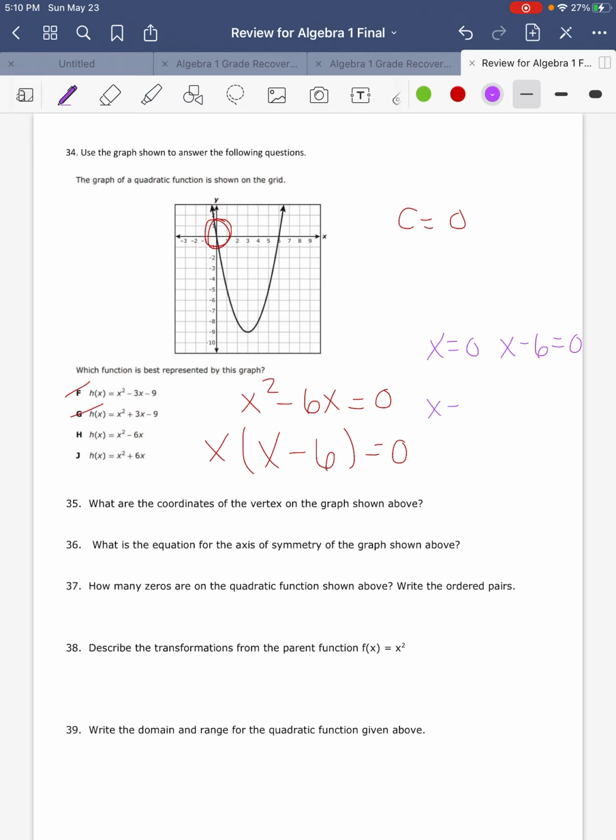So x equals 0, that part's good because that is where one of our solutions is. But then on this one, I could add 6 to both sides, and I get x equals positive 6. Since our other solution is there at positive 6, we know the answer has to be H.